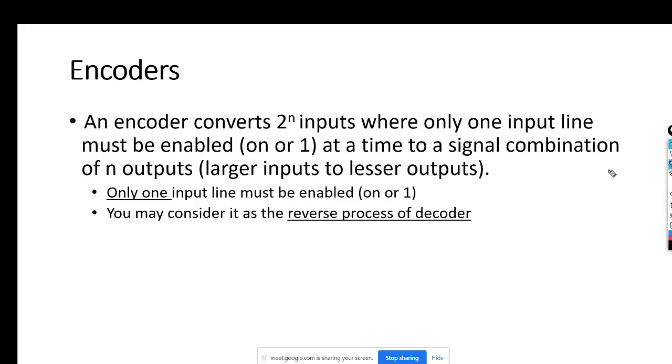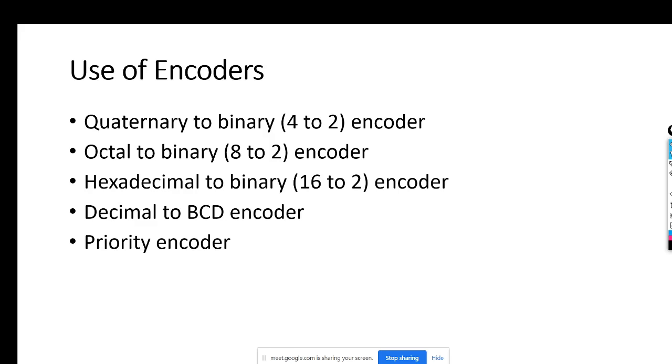Okay, now let's see just one of the encoders and see how it works. There are different types of encoders for different purposes. Like we have quaternary to binary, which means the 4 to 2 encoder; octal to binary, or the 8 to 2 encoder; hexadecimal to binary, or 16 to 2 encoder. Then we have special encoders like decimal to BCD encoder, priority encoder, etc. So there are likewise different encoders. We are going to discuss just one encoder to get a feeling of encoders, that is quaternary to binary, or the 4 to 2 encoder.